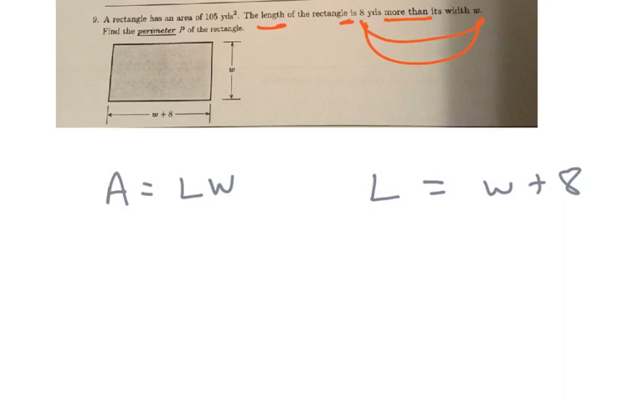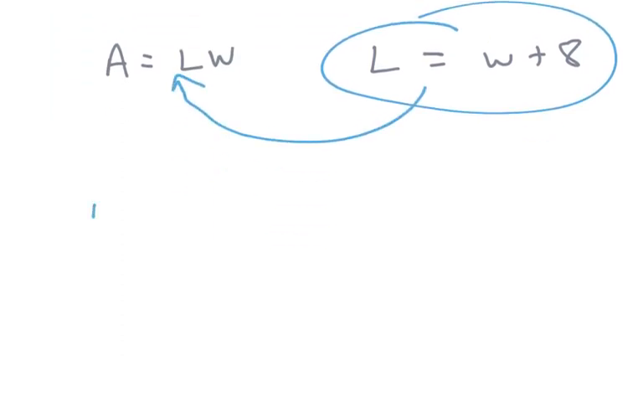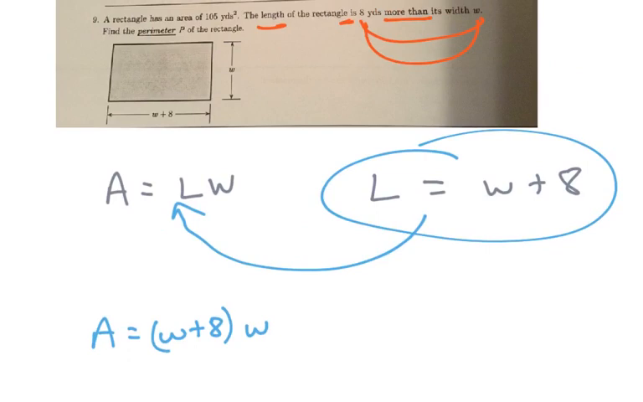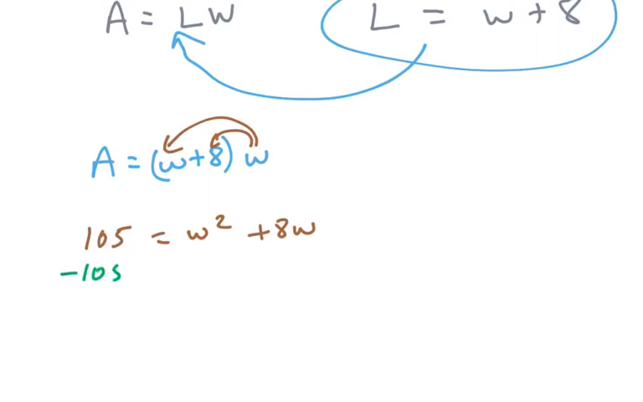So now that I have two equations, I see L is W plus 8. So I can replace L with W plus 8. So the area is W plus 8 times W. And we also know that the area is 105 yards. So we can replace area with 105 yards, distribute, W squared plus 8W, and I want this to be equal to 0, so I'll subtract 105.